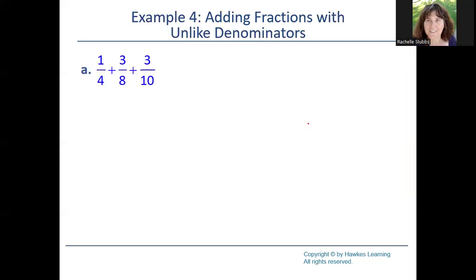So let's practice a few. Okay, so here I have 4, 8, and 10. So I'm going to prime factor those to find a common denominator.